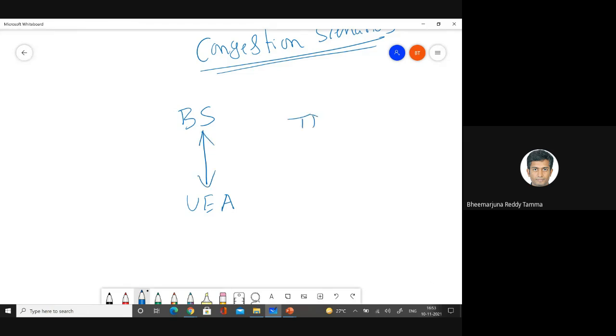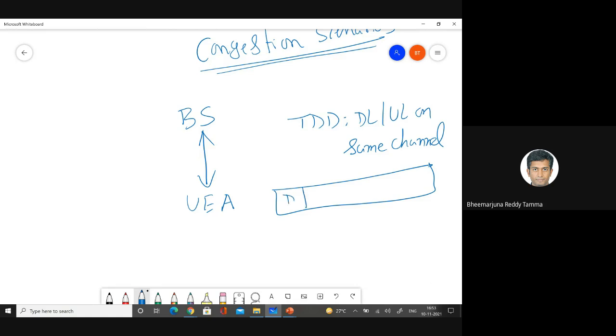And I'm talking about using TDD, where we do both downlink and uplink on the same channel. And if my configuration is something like this, what I'm trying to show here is the case where the base station is serving in downlink using these three symbols, and basically it is downlink traffic.